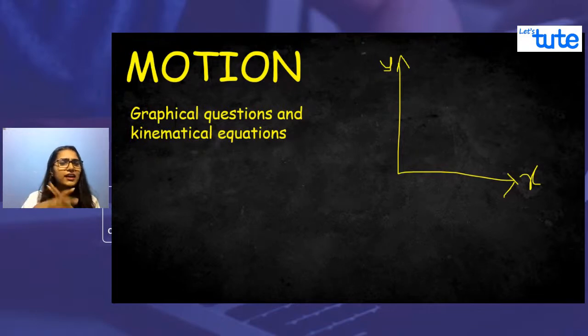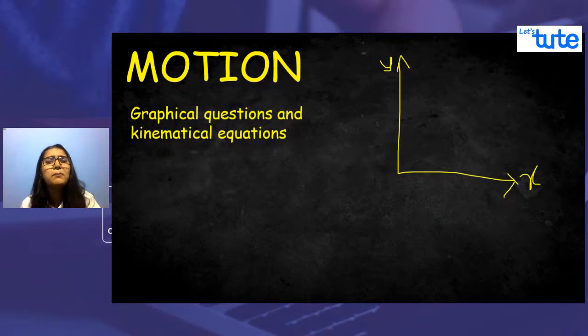So think about it, guys. In a graph, there's a dependent variable and there's an independent variable. Dependent variable, matlab something which depends on the other one. Independent, matlab it doesn't depend on anything. It will just go on its own.